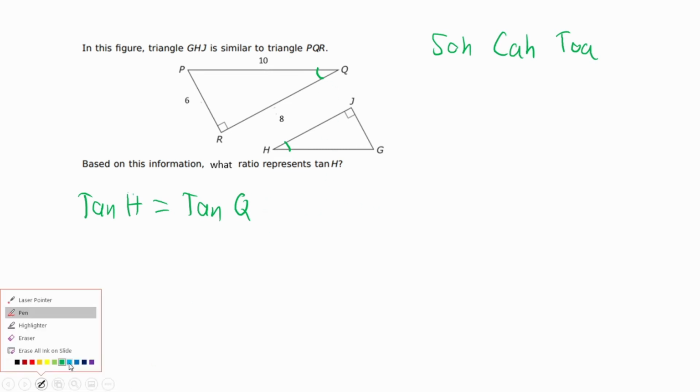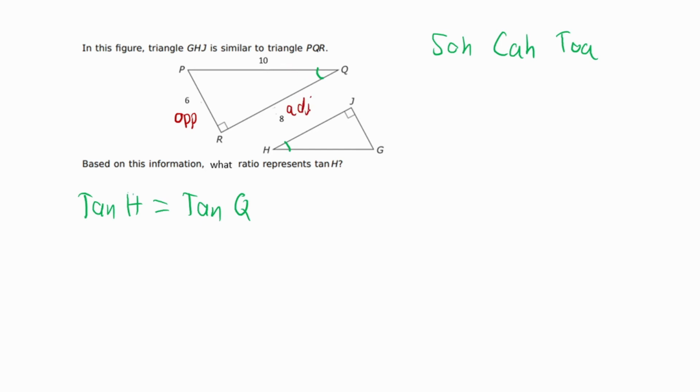Let's label our sides here, though, right? So opposite of Q is here. 6 is my opposite. Adjacent is going to be 8. And 10 is my hypotenuse. And with our tangent, we need opposite and adjacent. So this is going to equal, which is the tangent of H, tangent of Q, the same thing, 6 opposite over adjacent, which is 8. 6 over 8. Or we could simplify this, and it's going to be 3 over 4, or 3/4. And there's our answer. Awesome.